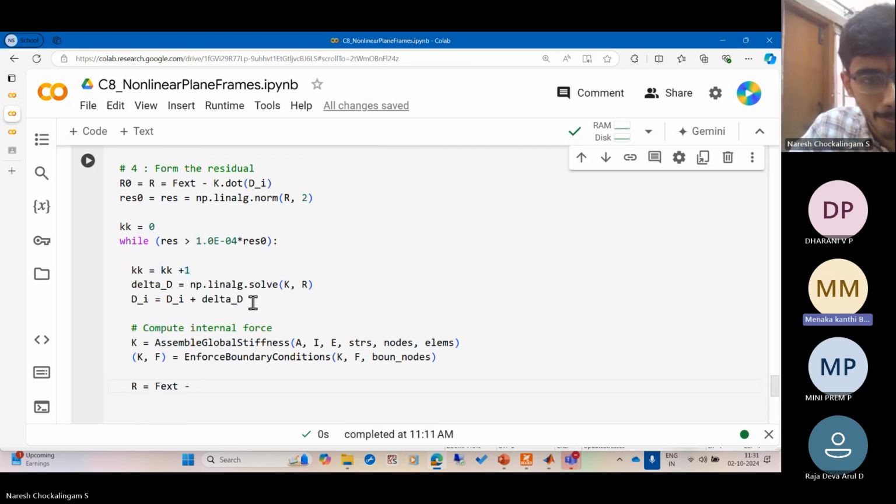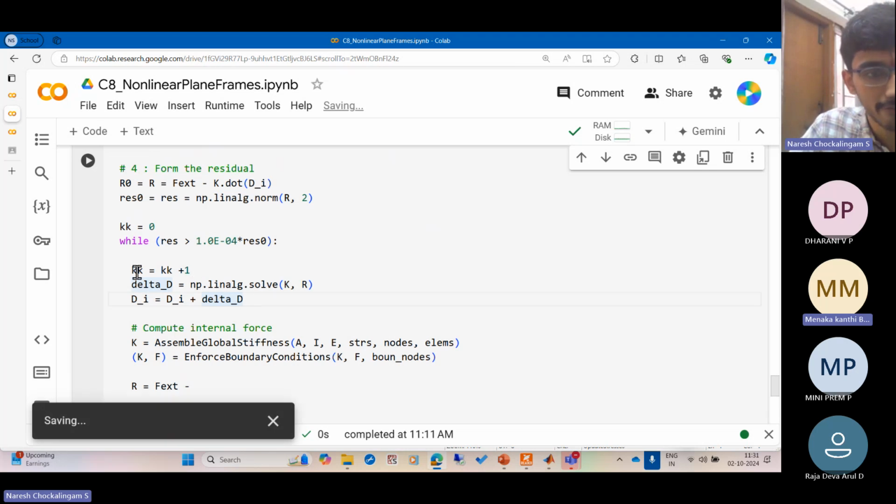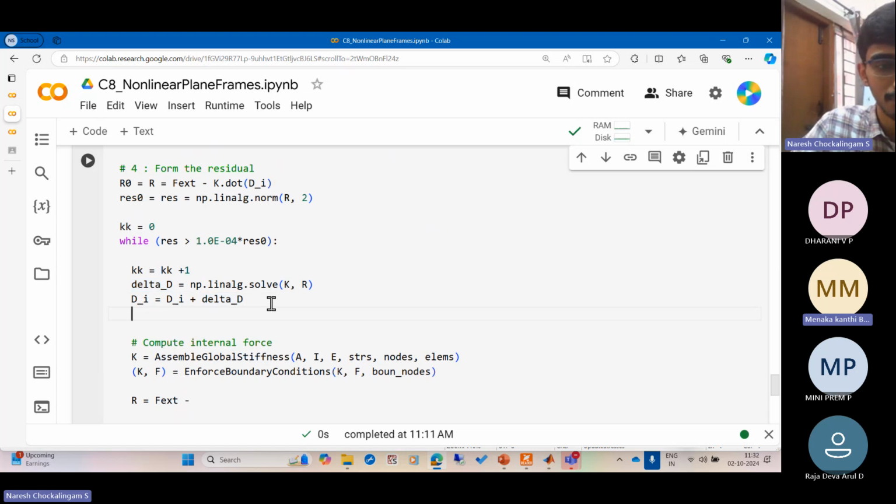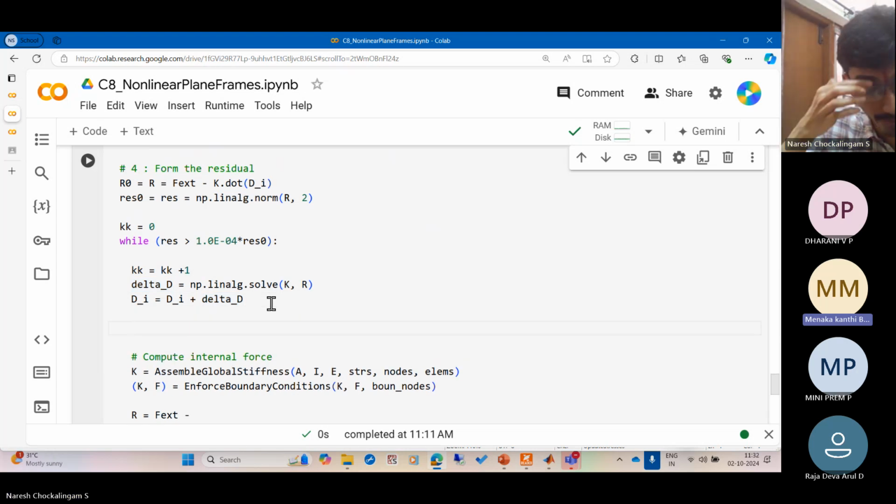So see what we are doing. First, we are solving this. We are getting an updated displacement vector, but at this stage, you should also update the nodal coordinates. So now let us have a subroutine called update. Update, right? Let's call this update.